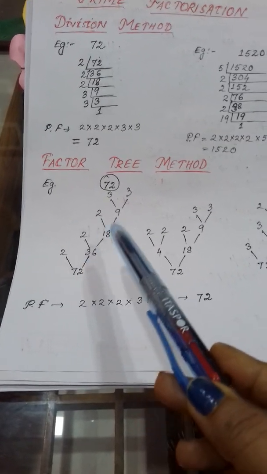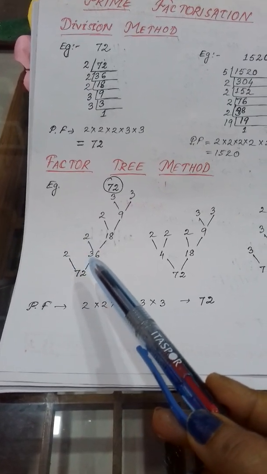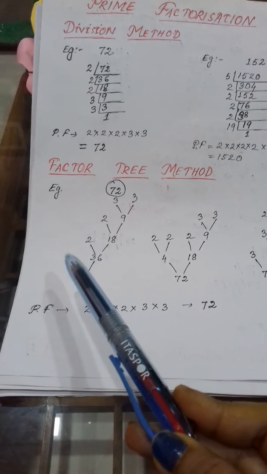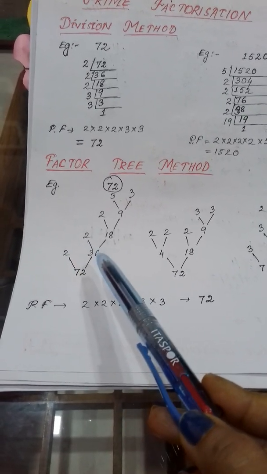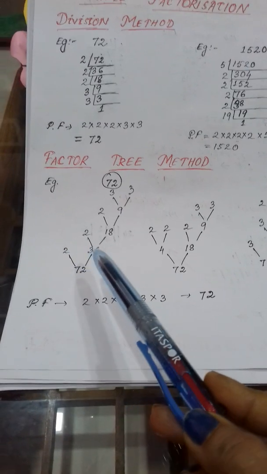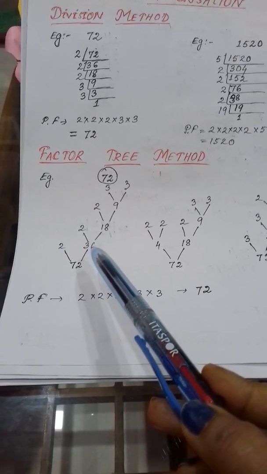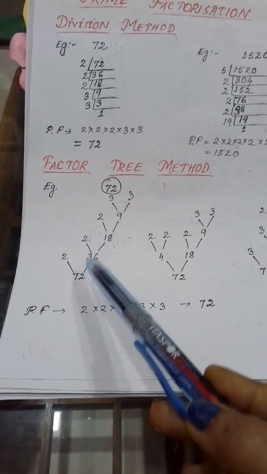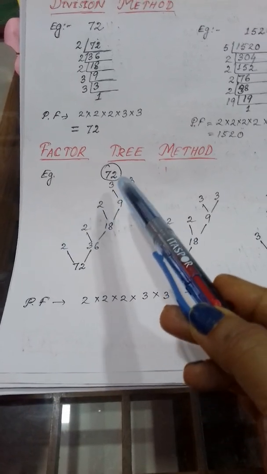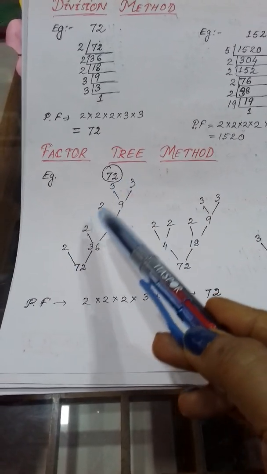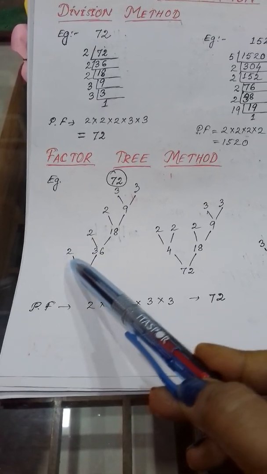So when you start the factor tree method, always remember there will be only 2 branches, and here both the factors can be composite, both the factors can be prime numbers, or one can be prime, one can be composite, it does not matter. But after completing the factor tree method, at last all the final numbers must be prime numbers. Got it? See, 72 I have divided into 2 and 36.